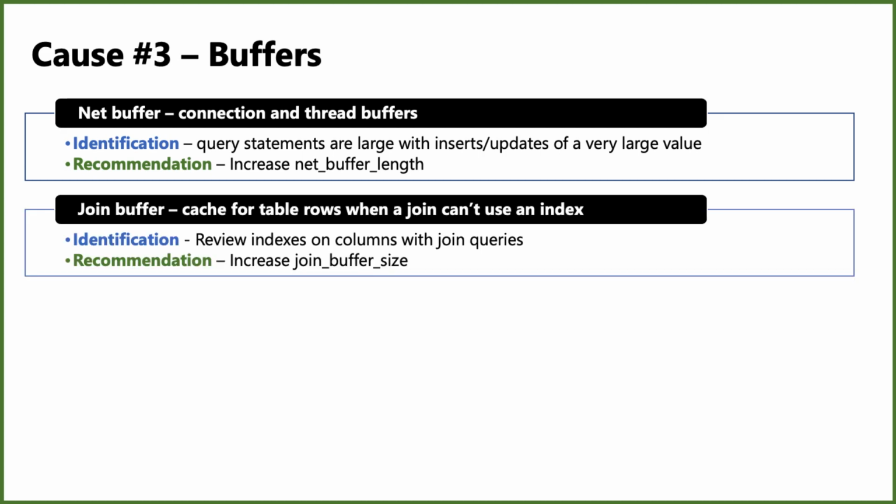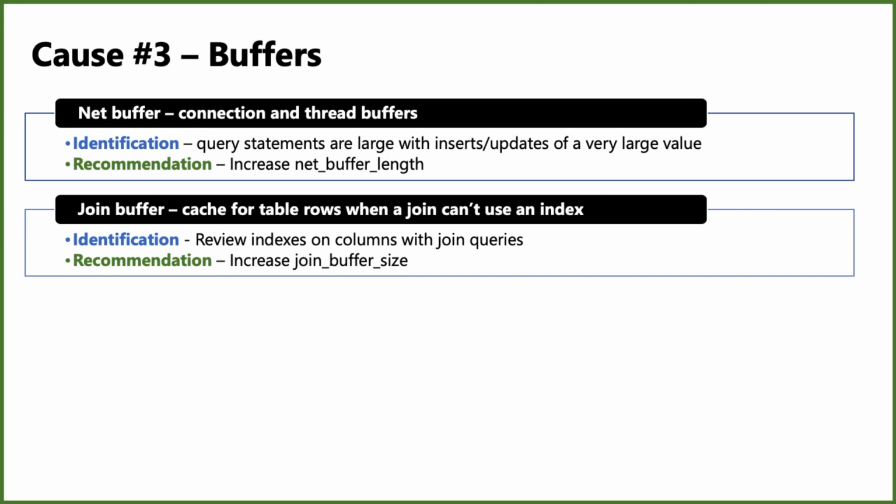Next, let's take a look at the join buffer. The join buffer is allocated to cache table rows when a join can't use an index. So if your database has many joins performed without indexes, consider adding indexes for faster joins. And if you can't add indexes, then consider increasing the value of the join buffer size parameter, which specifies the amount of memory allocated per connection. So before we get to tuning parameters, we will need to review the query and check for any application or query improvement before increasing this buffer.